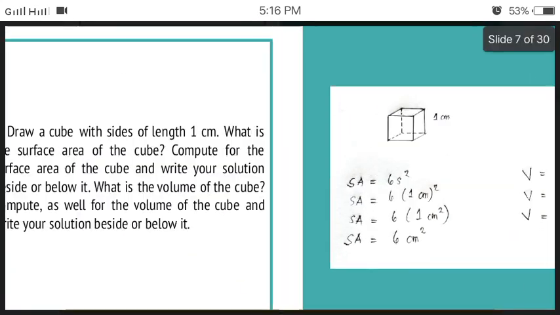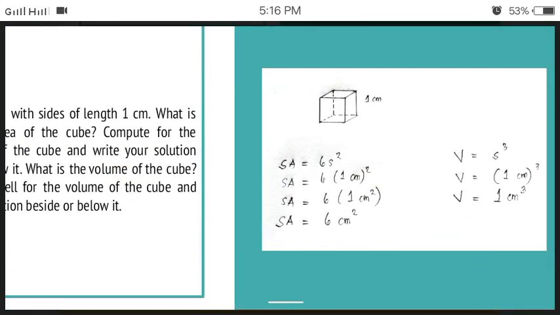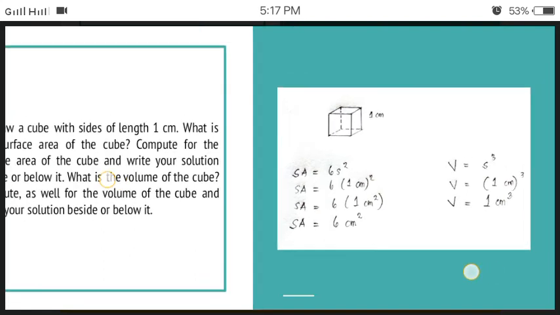So to find the surface area, the formula for getting the surface area of a cube is 6 times s squared. So surface area is equal to 6 times 1 centimeter squared, which is equal to 6 centimeters squared. Then the volume, V is equal to s cubed. The volume is equal to 1 centimeter cubed, by substituting the given side. So the volume of the given cube is 1 centimeter cubed.